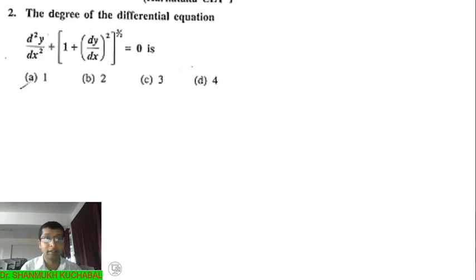Next example, the degree of the differential equation. First, if it is in decimal form, we have to represent it as a natural number, and then we have to write the degree as well as the order of the differential equation. So we'll simplify first.